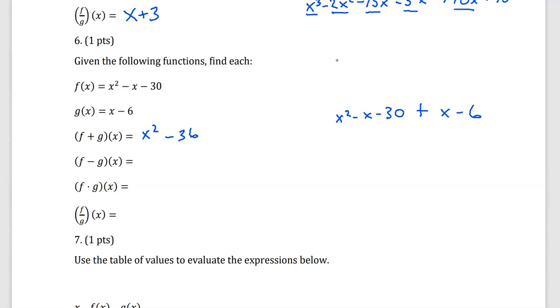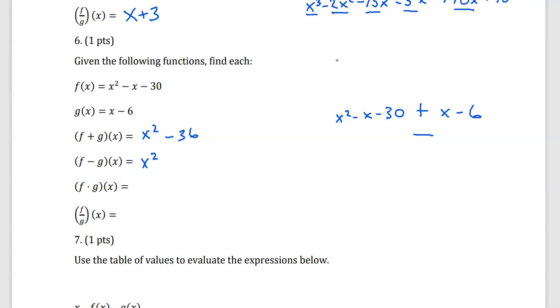And just for fun, I recognize that as both are squares, so that can be factored as x minus 6 times x plus 6, but we don't need to. F minus g of x, well, I'll just change the plus to a minus over there. It's still only one x squared hanging around. Minus an x, minus another x, that becomes a minus 2x.